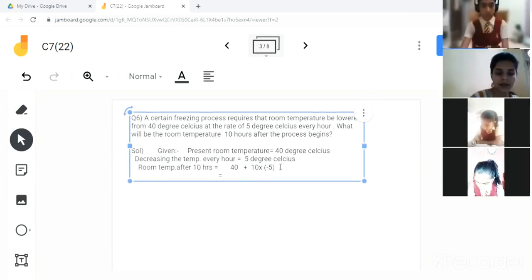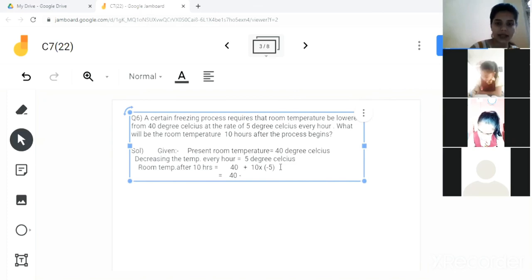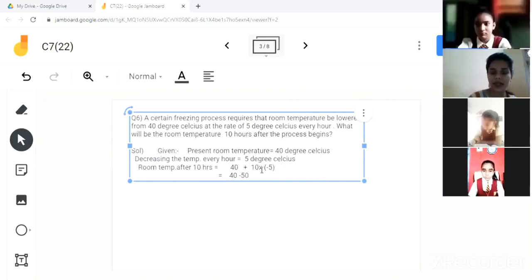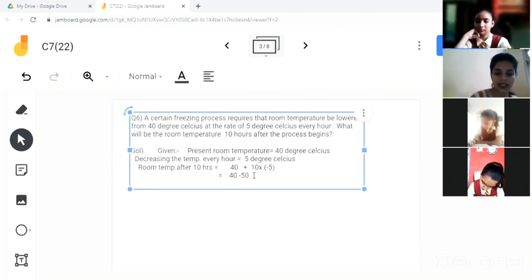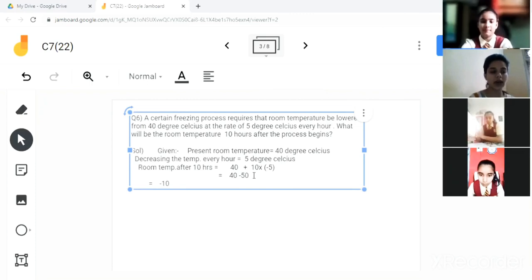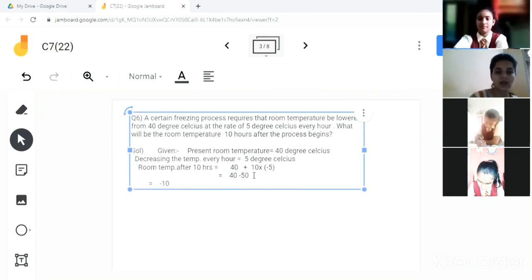So it will be 40 minus 50. 10 fives are 50 and positive negative is negative. So at last our answer will be minus 10. Okay, so the temperature of the room after 10 hours is minus 10 degrees Celsius.